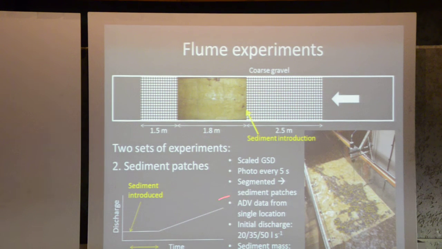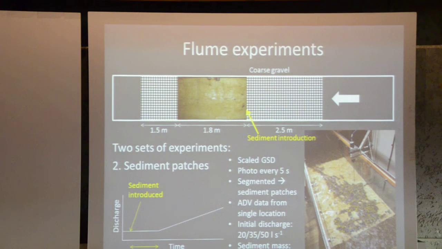And then we slowly ramped the flow up from the starting discharge up to about 70 litres per second, which is about the maximum capacity of the flume. If we started at 20, it took about an hour to get up to 70 litres per second. During that time period, we took a photo of the bed every 5 seconds. So we've got a very high resolution data set of where that sediment was.